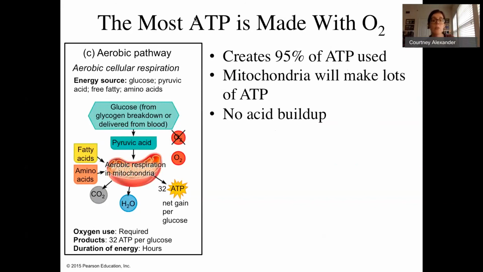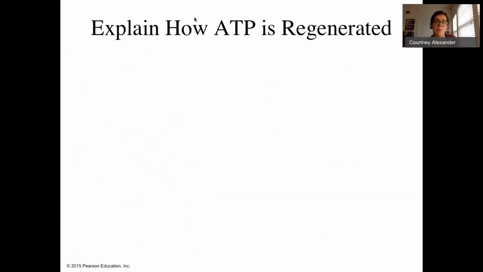If you're breathing deeply enough and you're getting enough oxygen into your muscles, you can exercise and use that muscle for a long time. Okay, pause this video and see if you can explain the 3 steps for ATP regeneration. In the next video, we'll quickly cover some more vocab, and then we'll talk about the gross anatomy of our muscles.